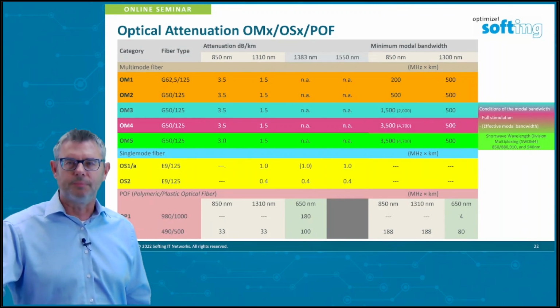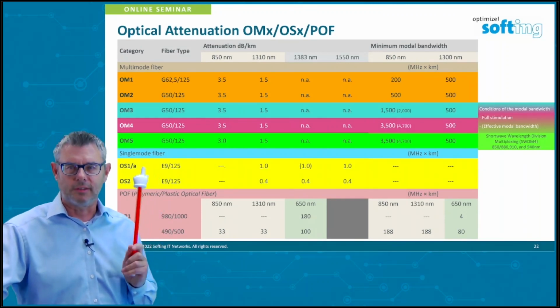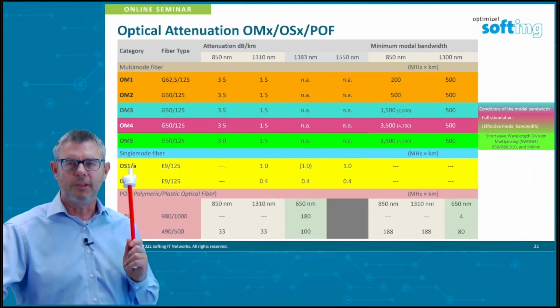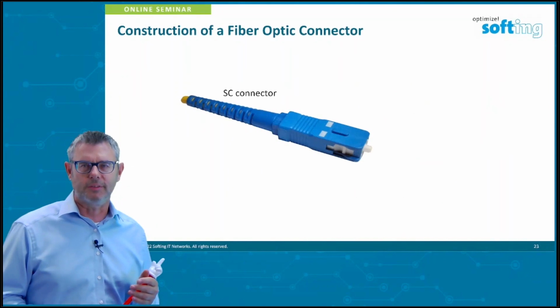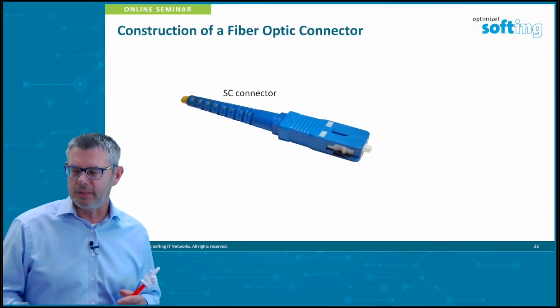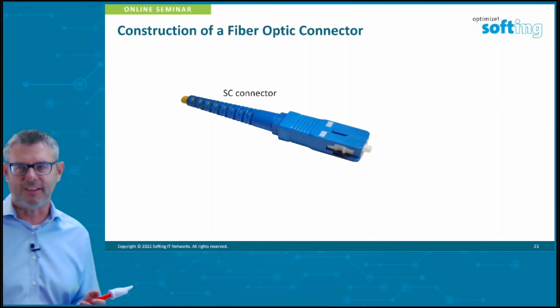Okay, now we have defined the properties for the cable. What do we terminate to the cable now? We are terminating a fiber optic connector, and here we have a typical representative of a fiber optic connector. It's called the SC connector.